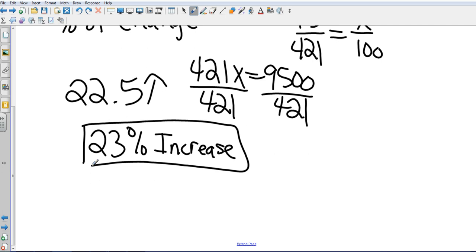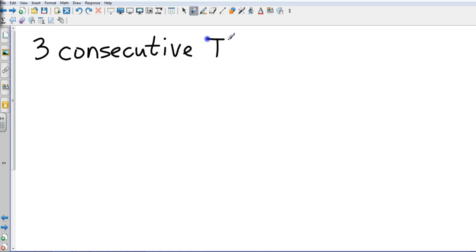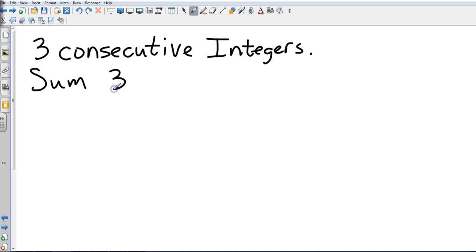Okay, number 14. Excuse me, number 15. Thank you. Number 15. I'm going to kind of abbreviate a little bit because I need to speed through this. We've only got about 10 minutes left. There's going to be 3 consecutive integers. Their sum is 33.